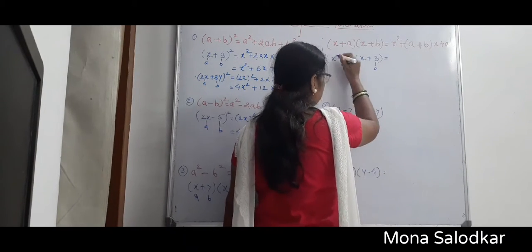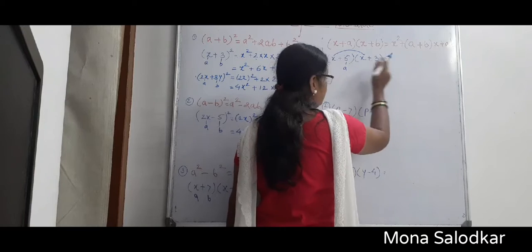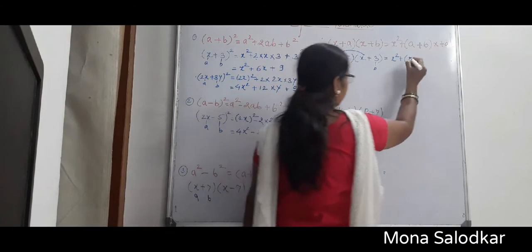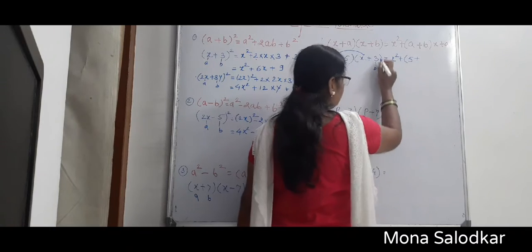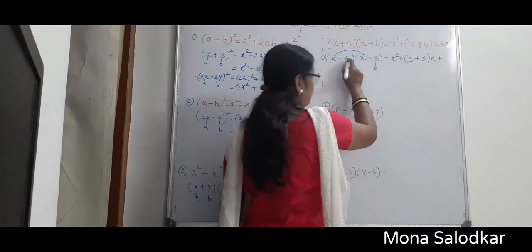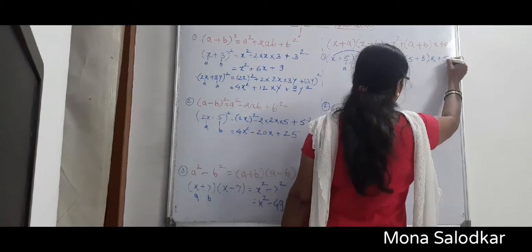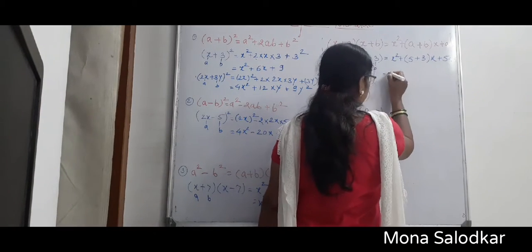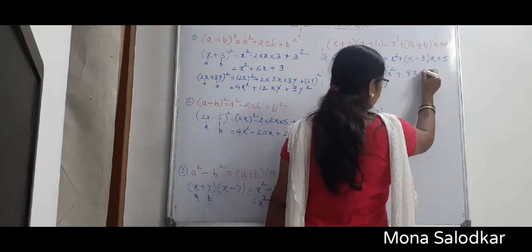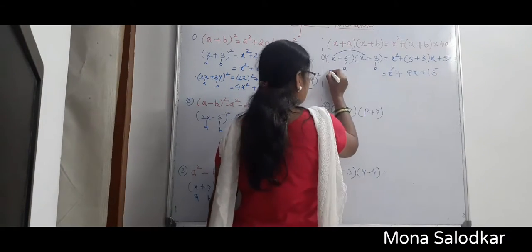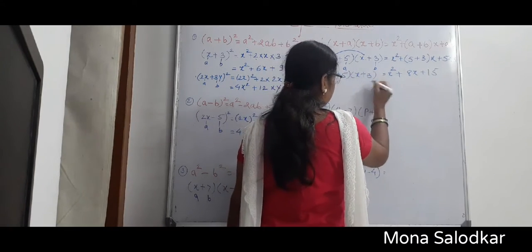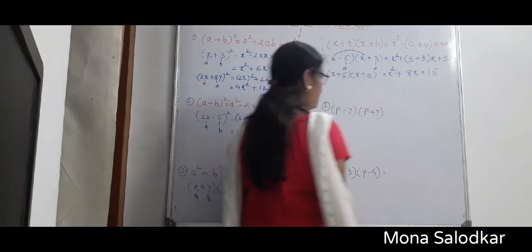x². x² means first term squared. Here the first term is x, so x². What is a? 5. What is b? 3, into x. And a into b means 5 into 3. So what do you get here? x², 5 plus 3 is 8x, and 5 threes are 15. Means (x + 5)(x + 3) = x² + 8x + 15.